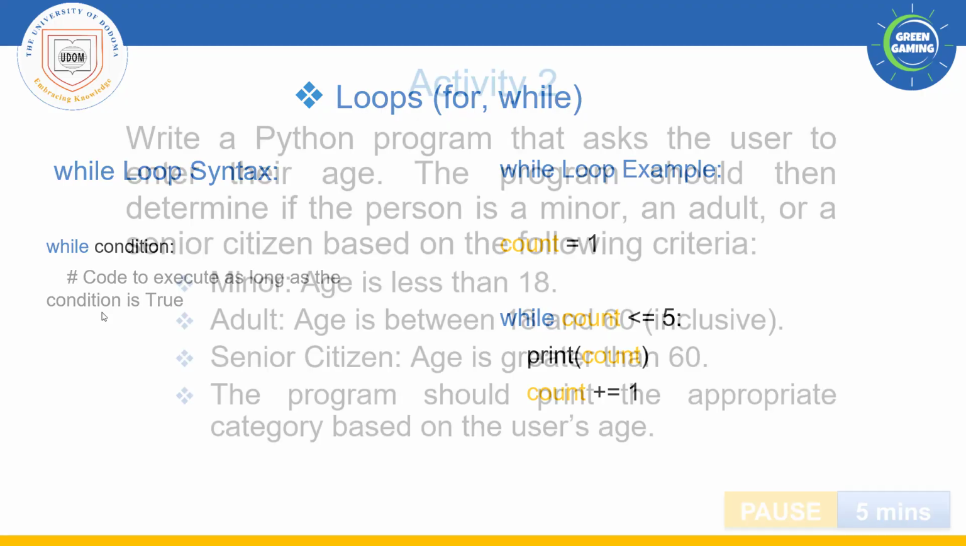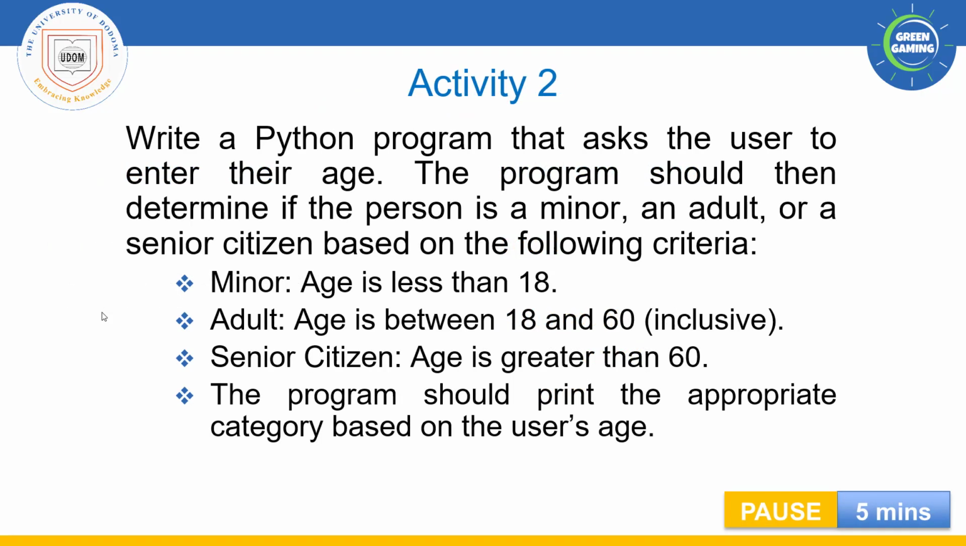Okay, so activity 2 says: write a Python program that asks the user to enter their age. The program should then determine if the person is a minor, an adult, or a senior citizen based on the following criteria. Minor: age is less than 18. Adult: age is between 18 and 60. Senior citizen: age is greater than 60. The program should print the appropriate category based on the user's age. So pause the video and perform this activity.